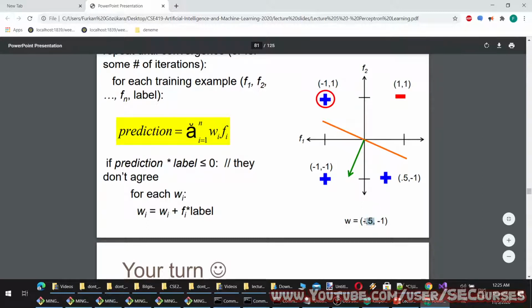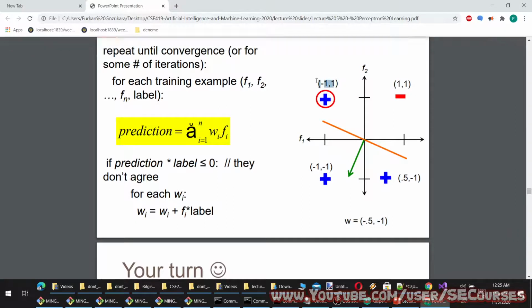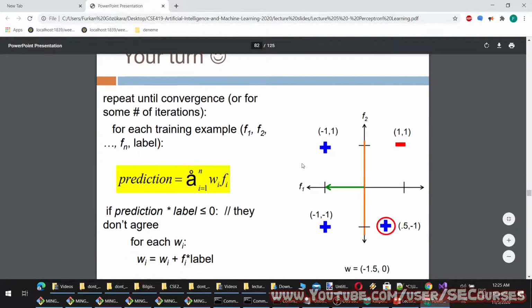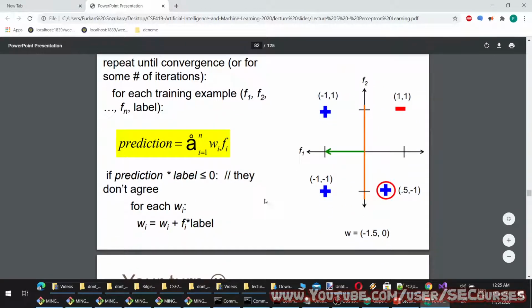-1 product minus 0.5 is plus 0.5, and 1 product -1 is -1. Okay, so this is still incorrect. Therefore, we would need to update again. So updating weights has broken this one. However, now these two are correctly classified, so we need to update again.